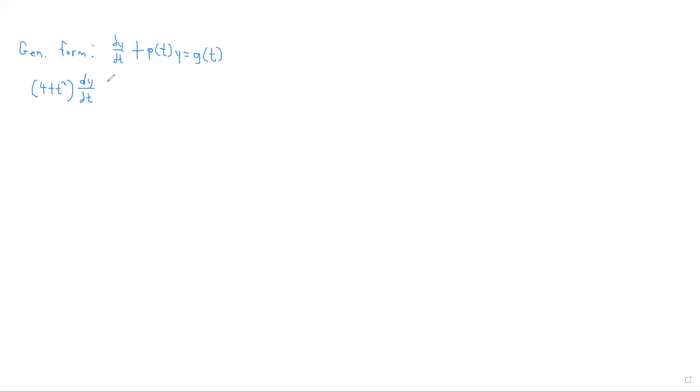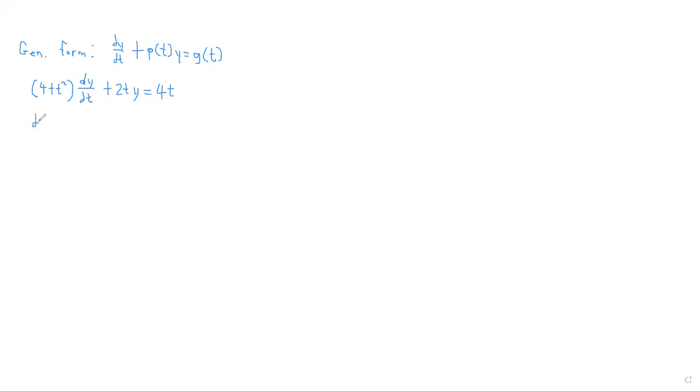Okay, plus 2ty is equal to 4t. It's not in general form yet. We have to divide both sides by 4 plus t squared.